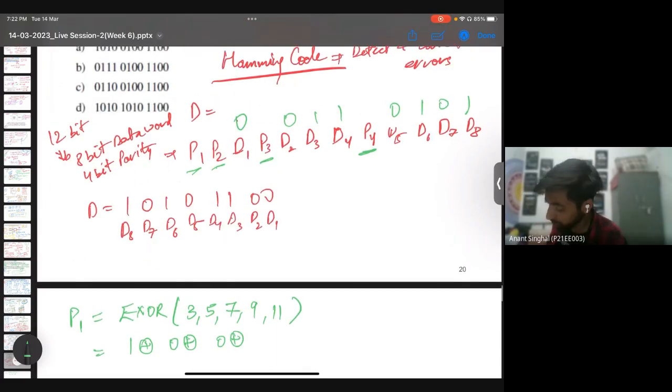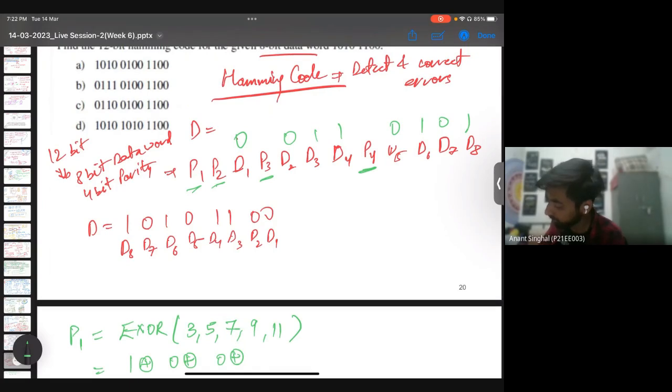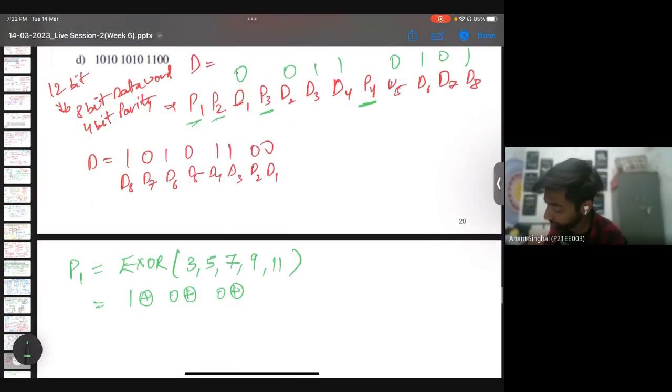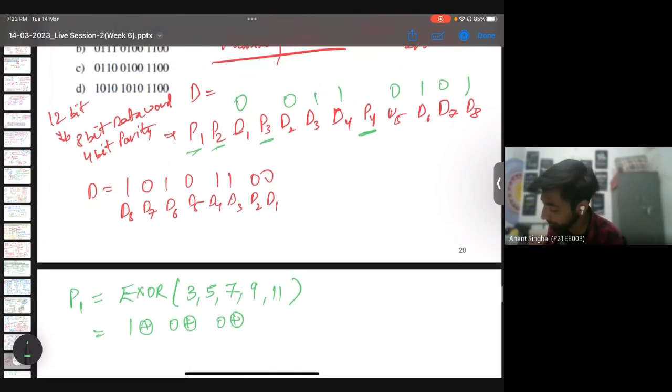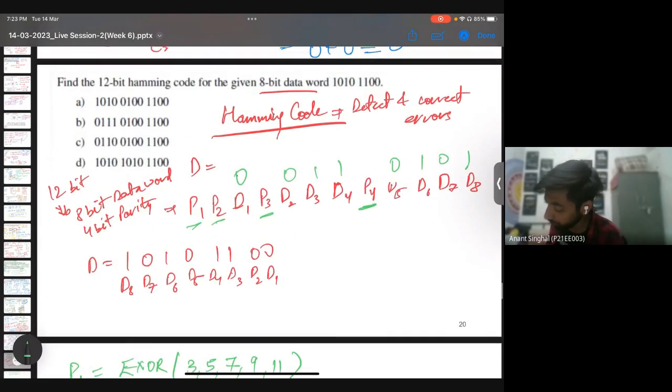Okay. So this is 0, 1. I have written something wrong, I guess. Bits 3, 5, 7, 9, and 11. It will be 1, 1, then 1, then 0, and then 1. P1 will be 1.